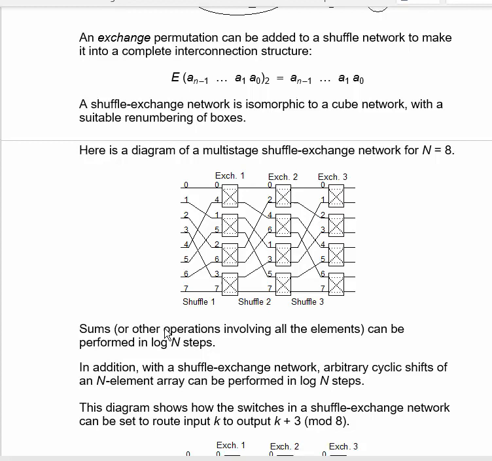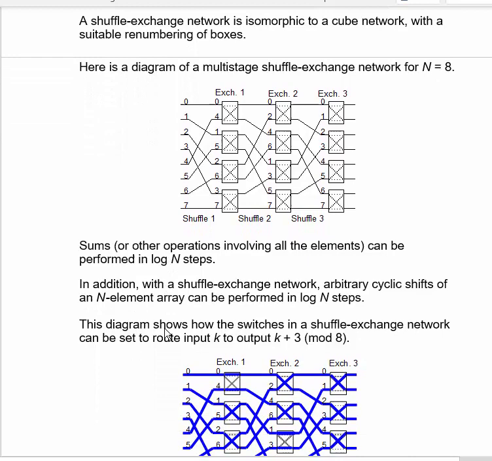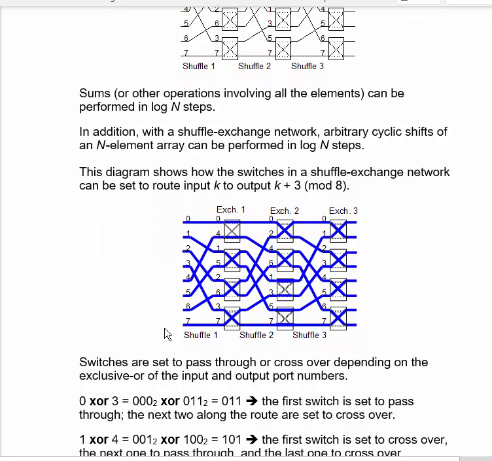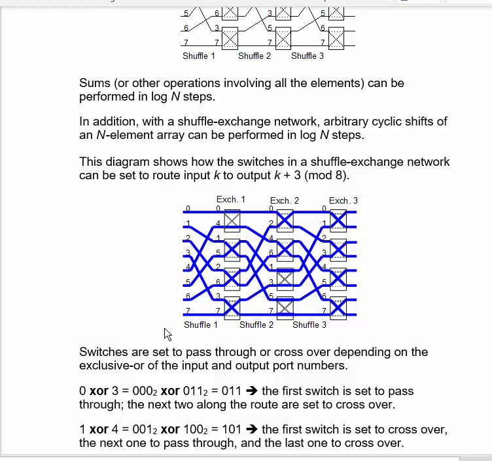In addition, with a shuffle exchange network, arbitrary cyclic shifts of an n element array can be performed in log n steps. And here's the way that is. So we want to route input k to output k plus 3 mod 8. So that means we take the input 0 and we route it to 3. We take, for example, the input 3 and we're going to route it to 6. And you see how the nodes are set to do that. And input 6 we route to 6 plus 3 mod 8, which is going to be 1. So this shows how you get up there.